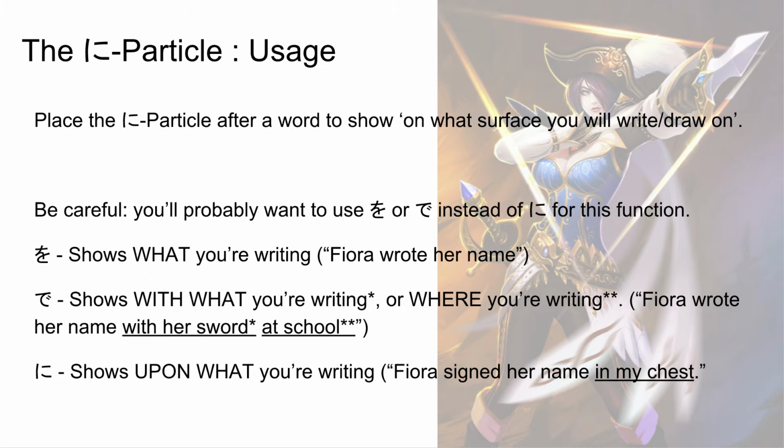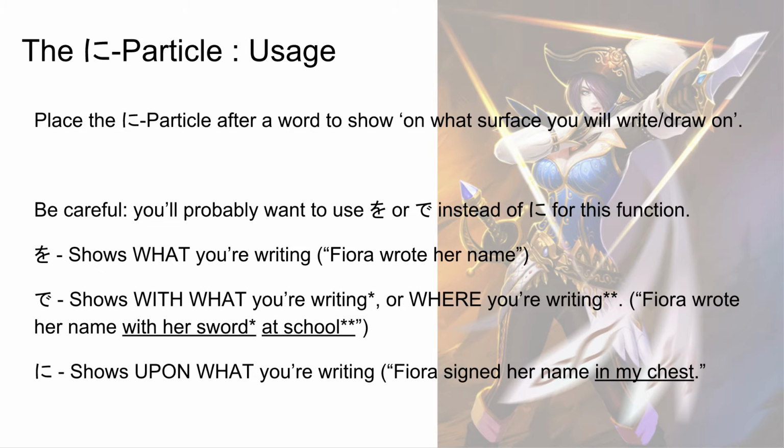Alright, the ni particle usage. Place the ni particle after a word to show on what surface you will write or draw. Be careful, you'll probably want to use o or even de instead of ni for this function. For example, the o particle will tell you what you're writing. For example, Fiora wrote her name.